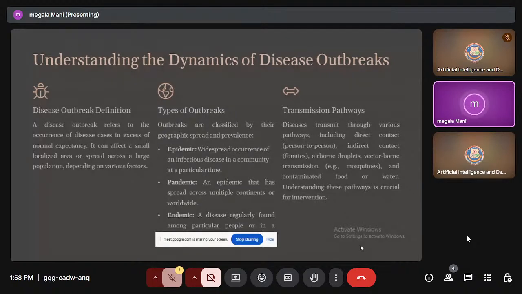And the last one is the transmission pathways. So how does it transmit from one person to another, or spread through some factor? That is called transmission pathways. The disease transmits through various pathways. The pathways you can use include direct contact: person to person, talking, some diseases will be affected, so you can keep some distance. And there is indirect contact, for example dengue. This is an indirect contact. So these are the pathways of transmission of the diseases.